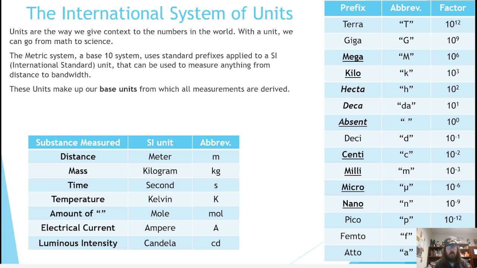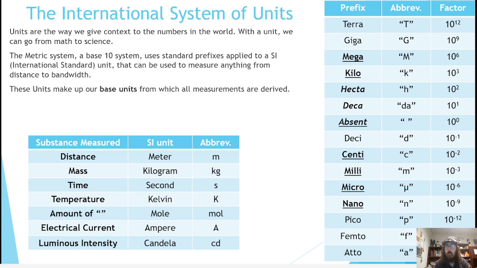So, the things we'll need to be able to figure out are distance in meters, mass in kilograms, time in seconds, temperatures in Kelvin, and quantities in moles. We won't really deal too much with amperes or candelas, but they're just examples of other more unique units. Now, all these will have a base 10 numbering system from the prefix.